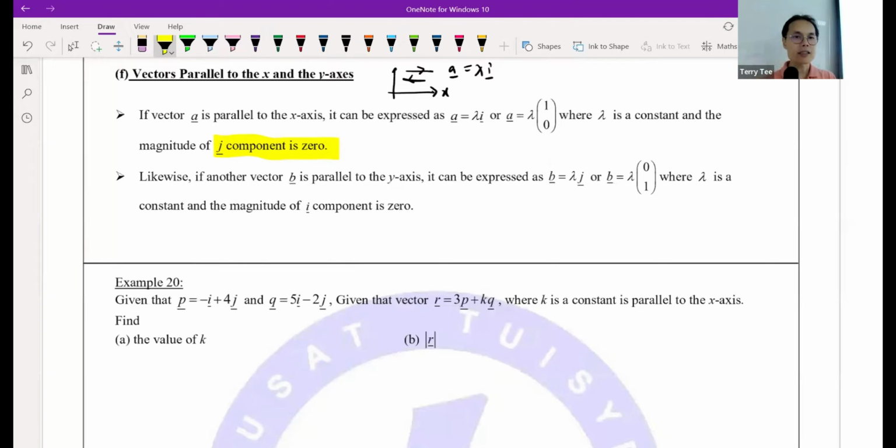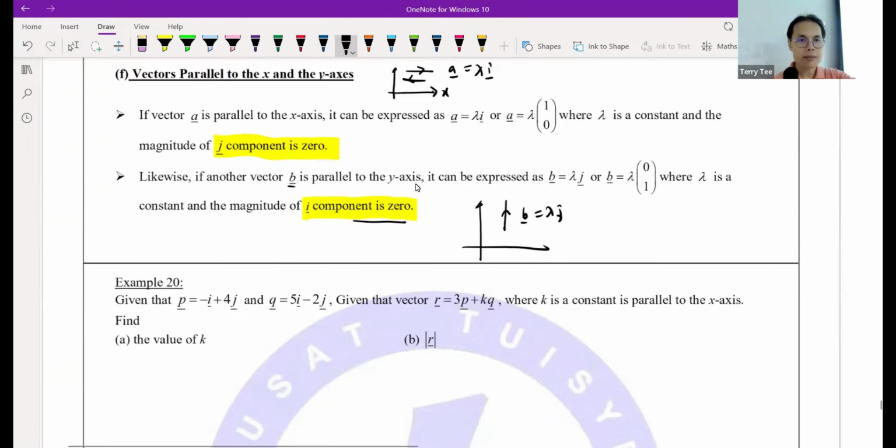Now, when a vector is parallel to y-axis, on the other hand, your i component is 0. For example, vector b parallel to y-axis. Let's say this vector b, it can be lambda j. We write b equals lambda j. Again, your lambda can be positive, can be negative. It can go up, it can go down, but it doesn't go left or right, just up and down. But again, the most important thing, the i component must be 0.